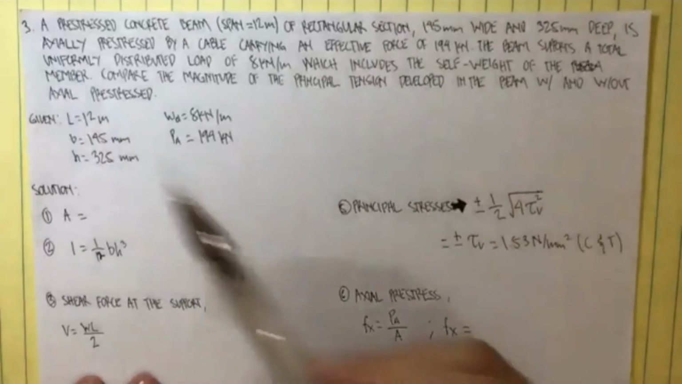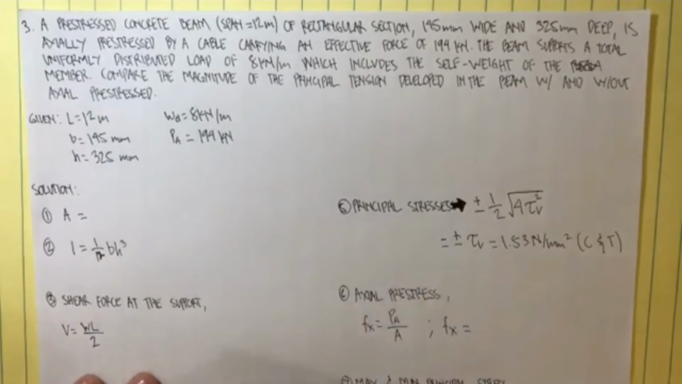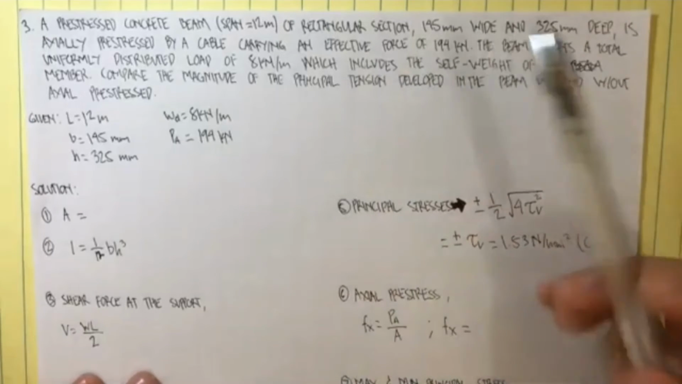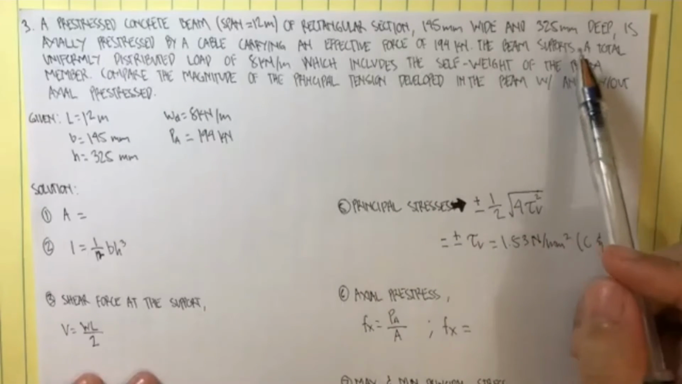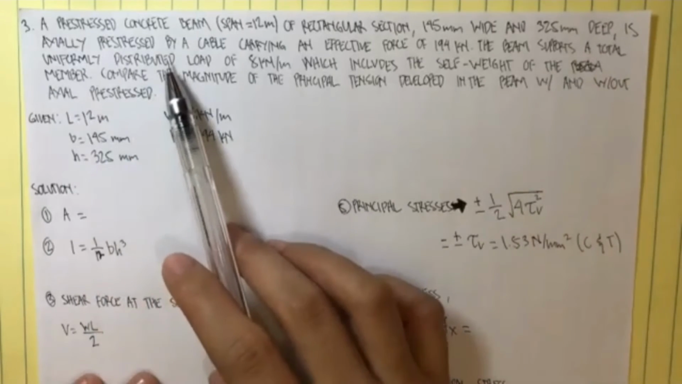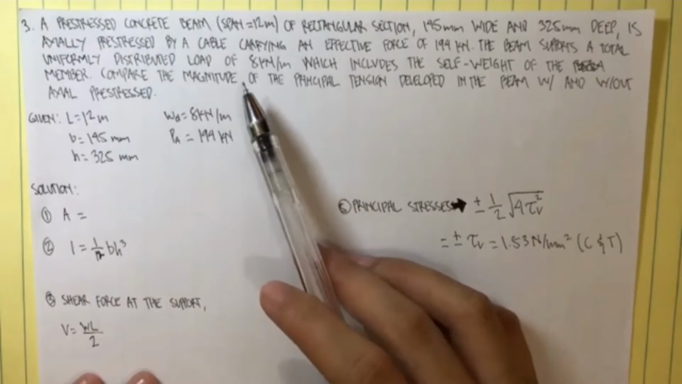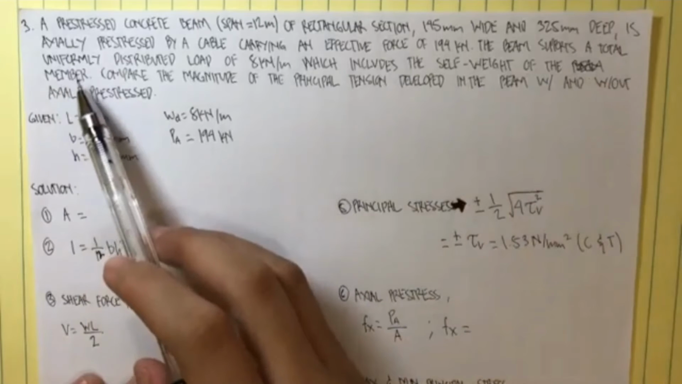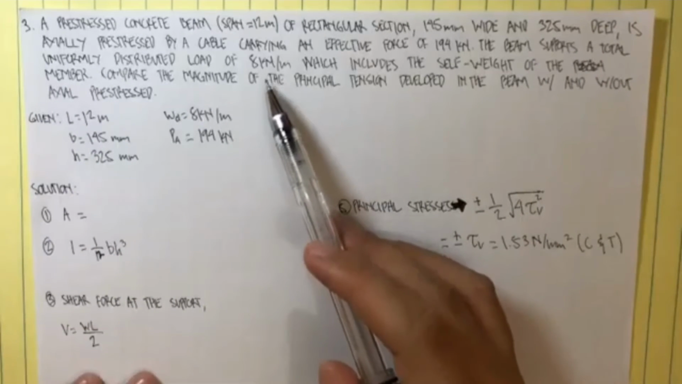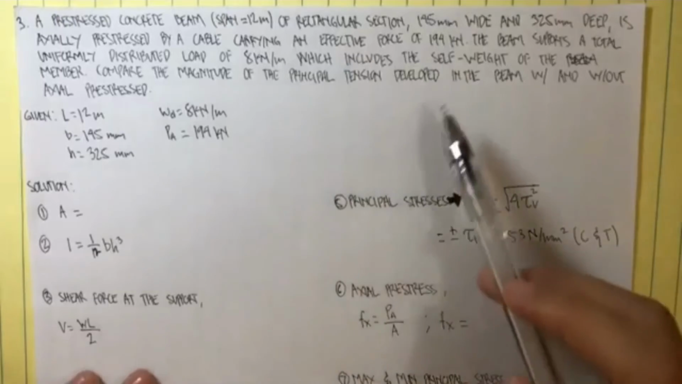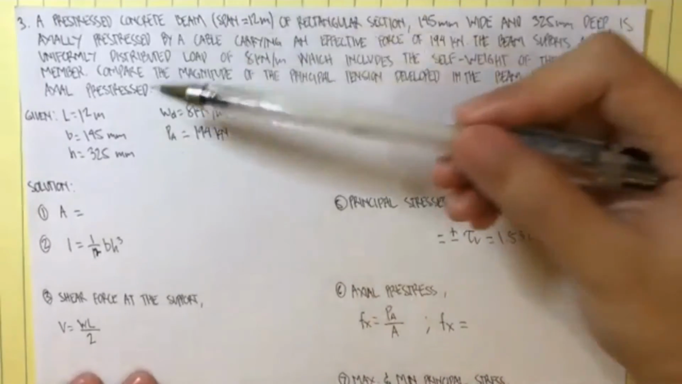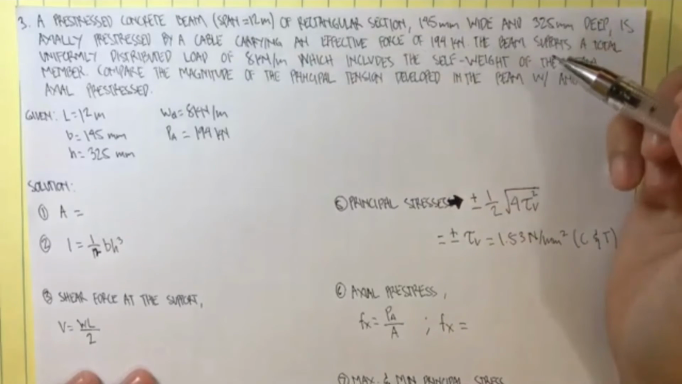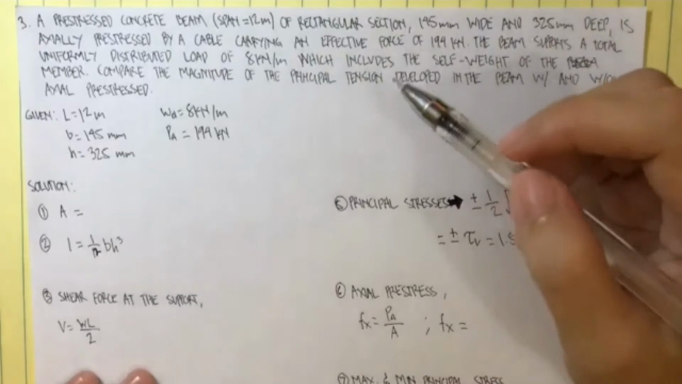Example number 3. Meron daw pre-stress concrete beam na may span na 12 meters of rectangular section 145 mm wide and 325 mm deep is actually pre-stressed by a cable carrying an effective force of 194 kN. The beam supports a total uniformly distributed load of 8 kN per meter, which includes the self-weight of the member. Compare the magnitude of the principal tension developed in the beam with and without axial pre-stress.